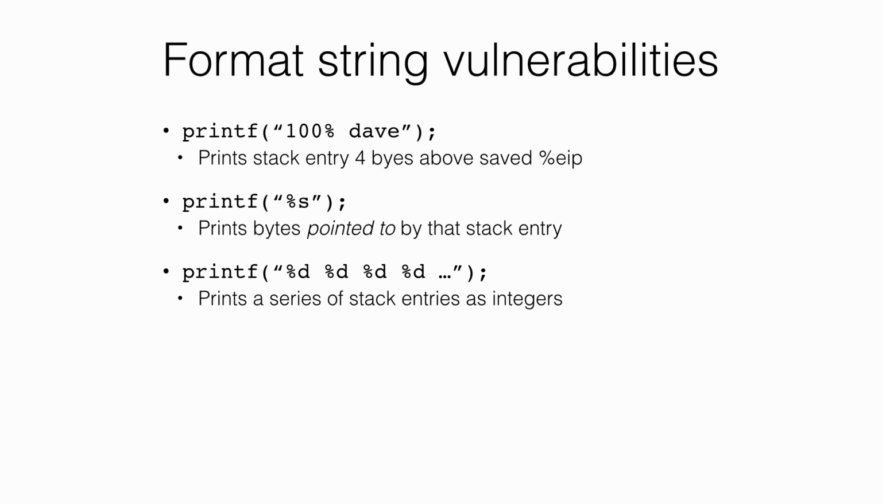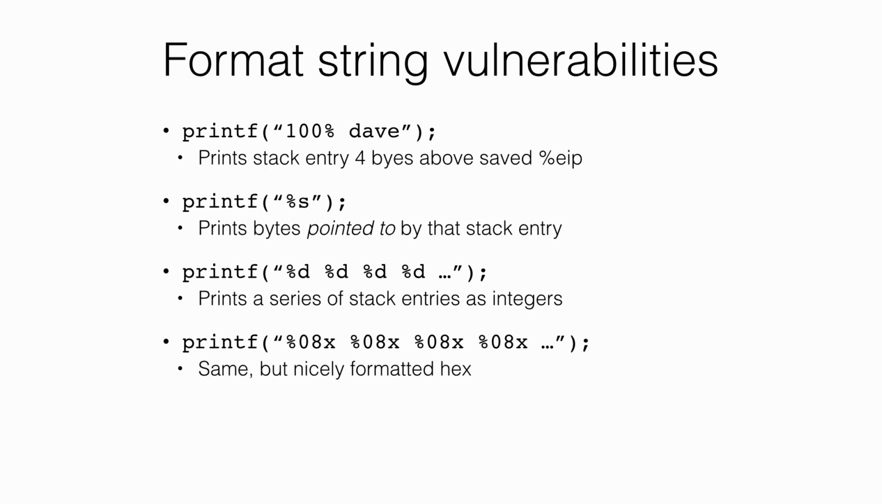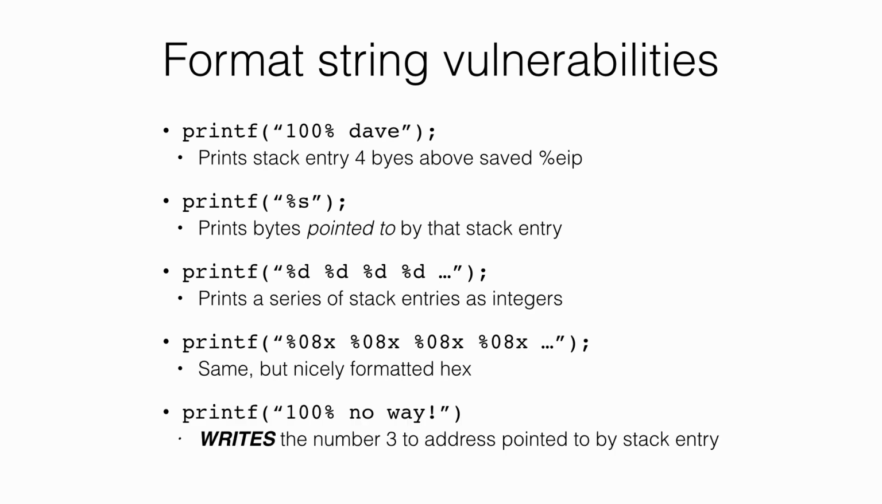This will print out a series of stack entries as integers, and this format string will print them out as hex. Now here's the really terrible one. This one will actually write the number 3 to the address pointed to by the stack entry. Why is that? Well, %n is a format specifier that is used to write the progress that printf has made in printing out to the output stream. In this case, it will have printed 3 characters, 1, 0, 0, and so it will write the number 3 to whatever the argument is on the stack.